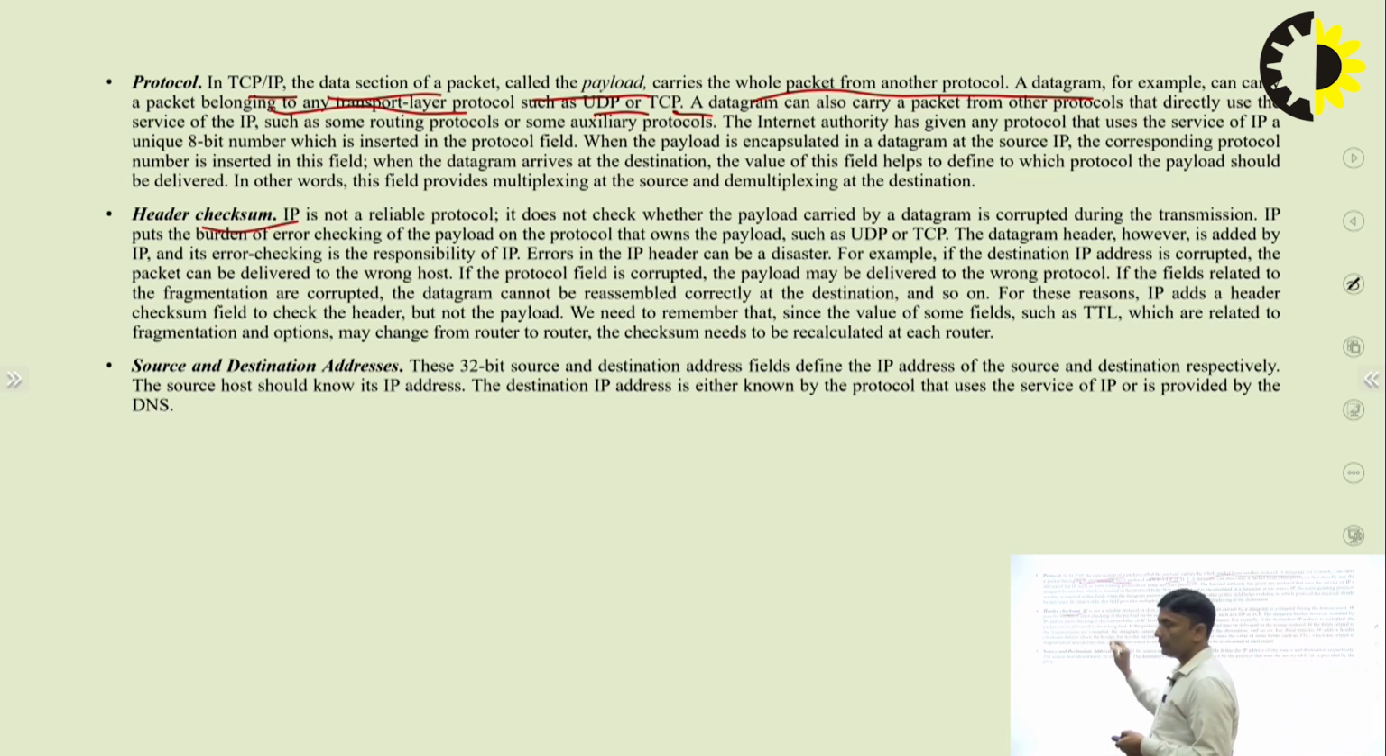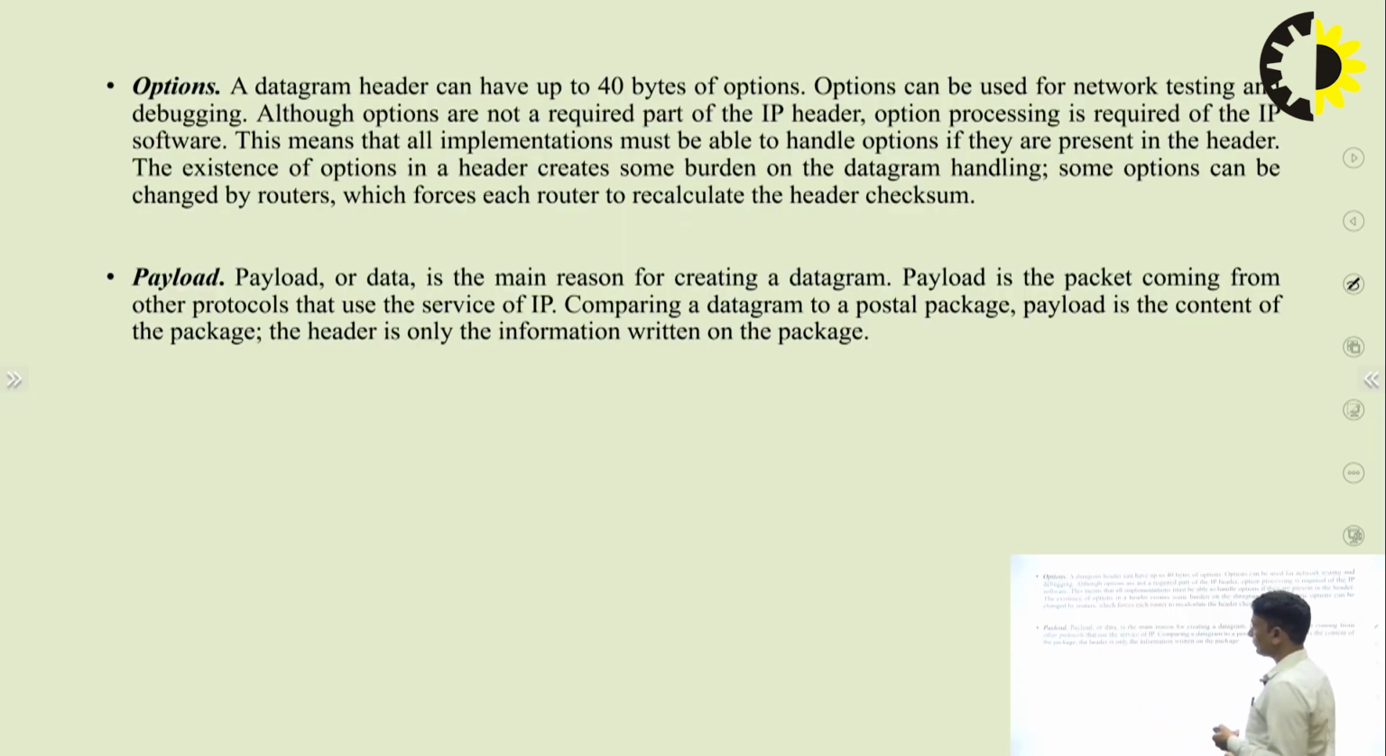The header section checksum checks whether there is an error in the header or not. Then source and destination address of 32 bits each. Then options may be there or may not.